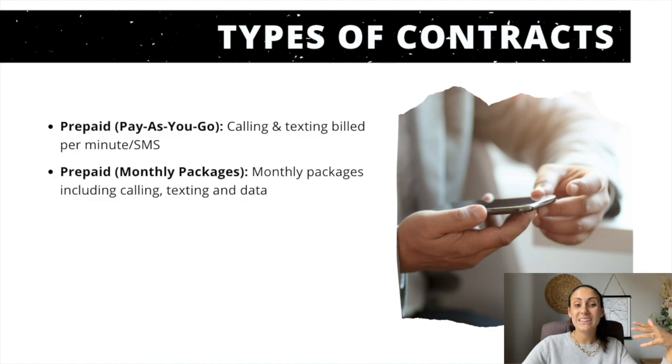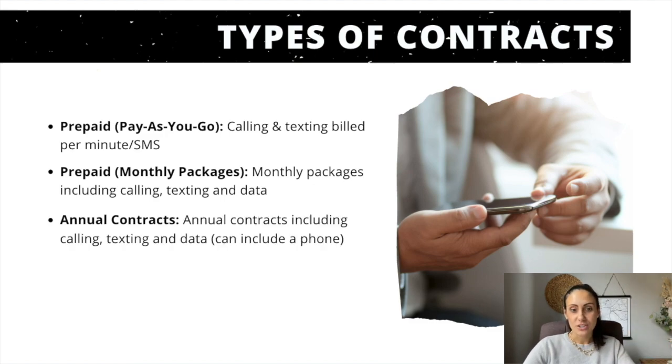And then we've also got these prepaid monthly packages, which when I first came here, I thought was the same thing and I really didn't understand and grasp the difference. But these are monthly packages which include calling, texting, and data, whereas a prepaid pay as you go package might not necessarily include that data, but you're paying per minute or per SMS. And then you've got your annual contracts, which lock you in to a 1 or 2 year plan, and these will include calling, texting, and data, and can often also include a phone.